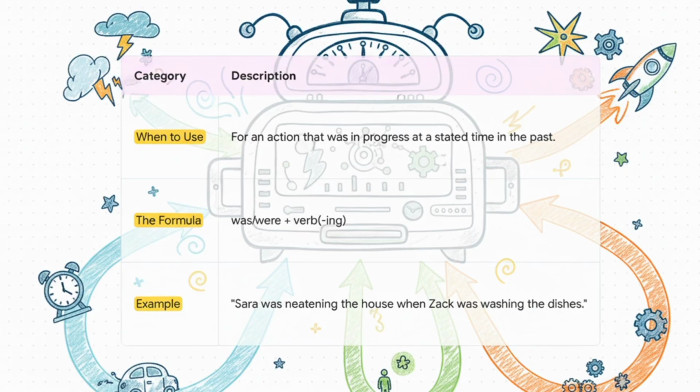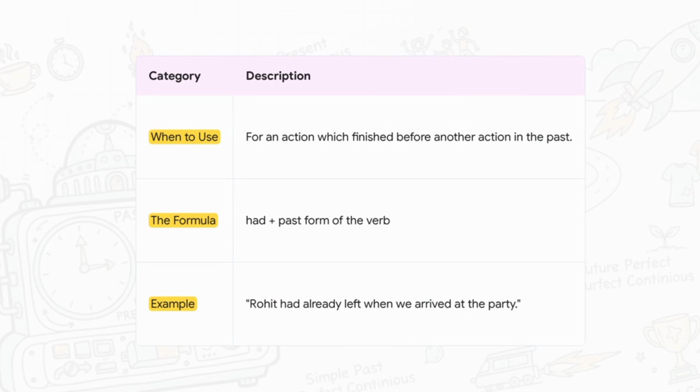It paints a picture of two things happening at the same time, giving your story so much more life and atmosphere. Now this one's cool. Think of the past perfect as the go even further back button. You use it when you're already talking about the past, but you need to mention something that happened before that past event. Rohit had already left when we arrived at the party. See? His leaving happened first, we arrived second. This little tense is a lifesaver for making sure your timeline is crystal clear.